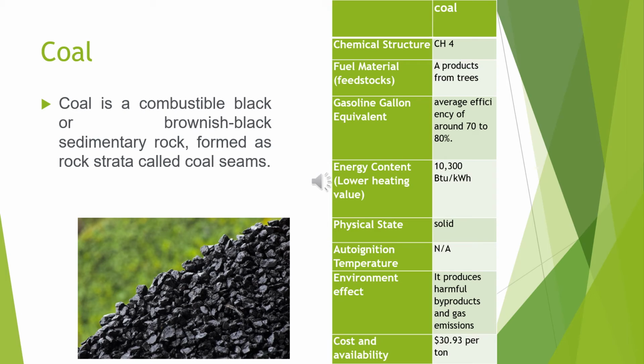And the gasoline gallon equivalency of coal is average efficiency of around 70 to 80%, and the energy content is 10300 BTU per kilowatt hour, and the physical state of coal is solid, and environmental impact is that it produces harmful byproducts and gas emissions, and its cost is $30 per ton.